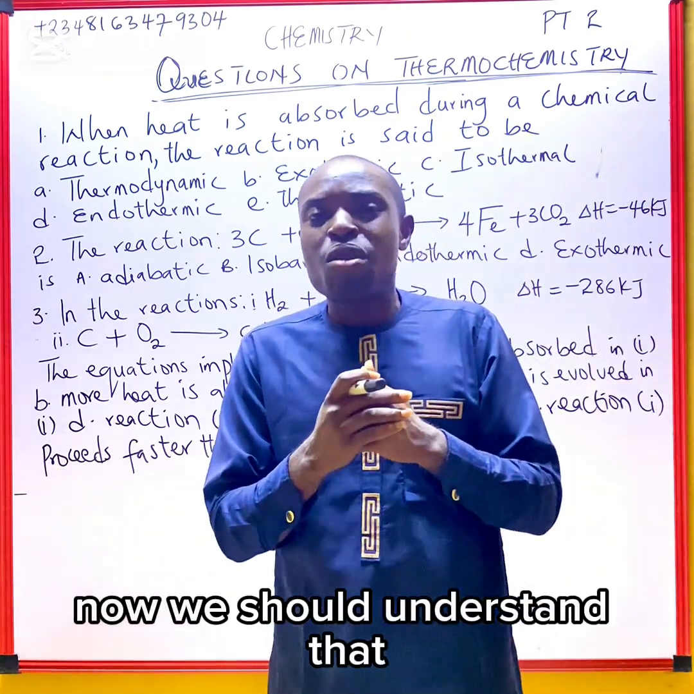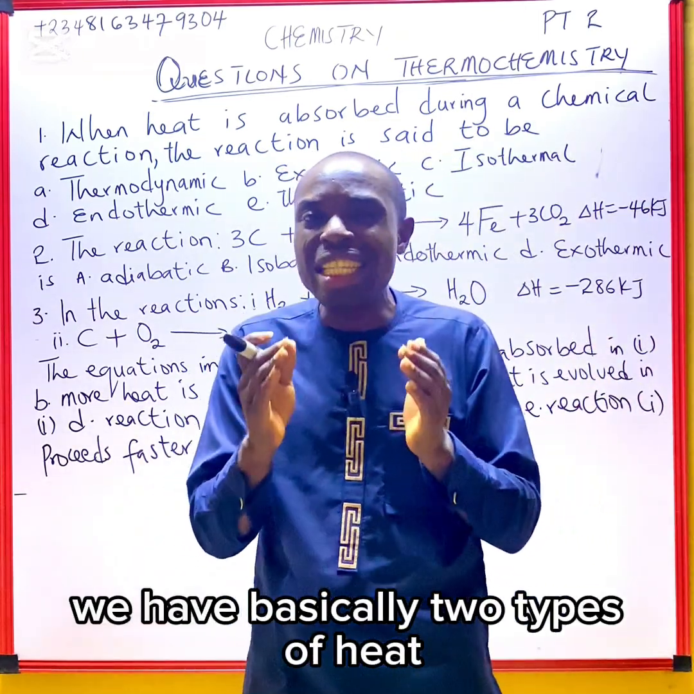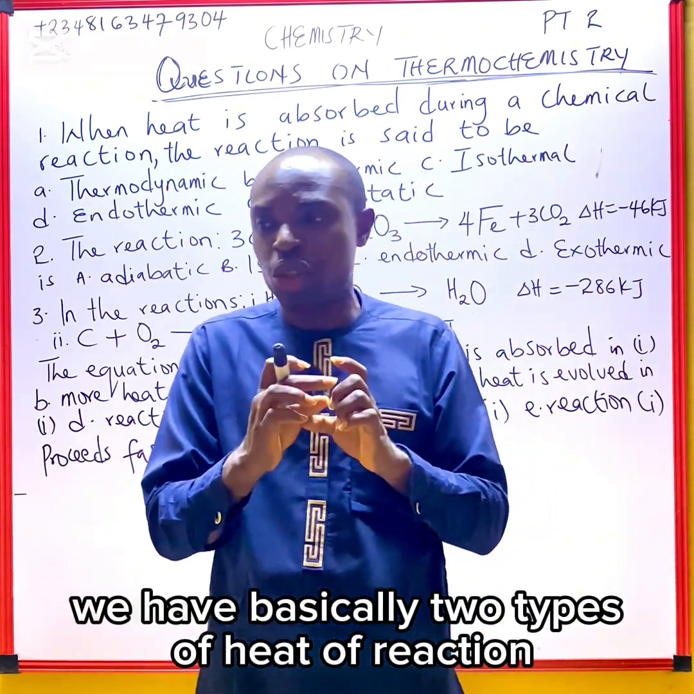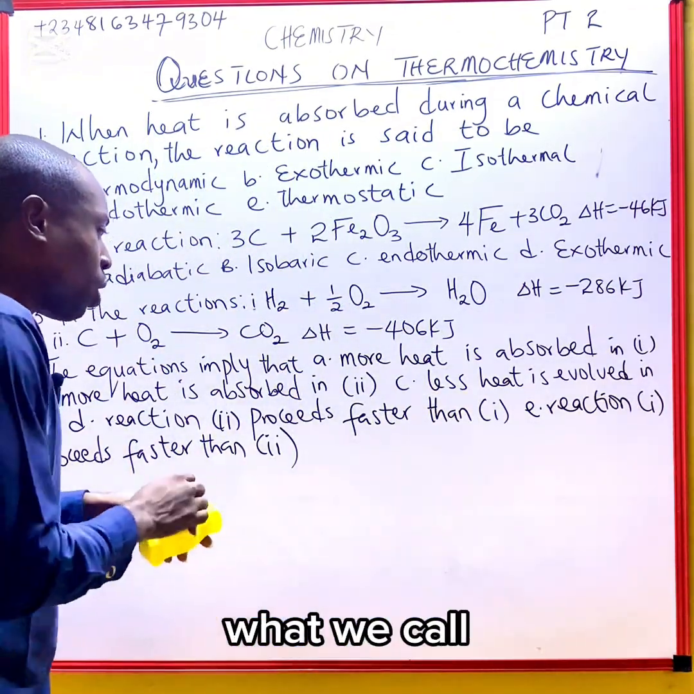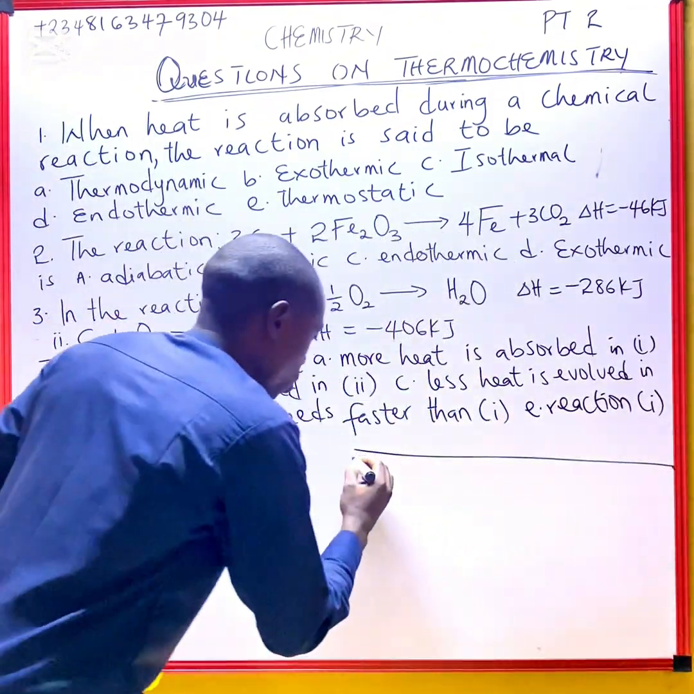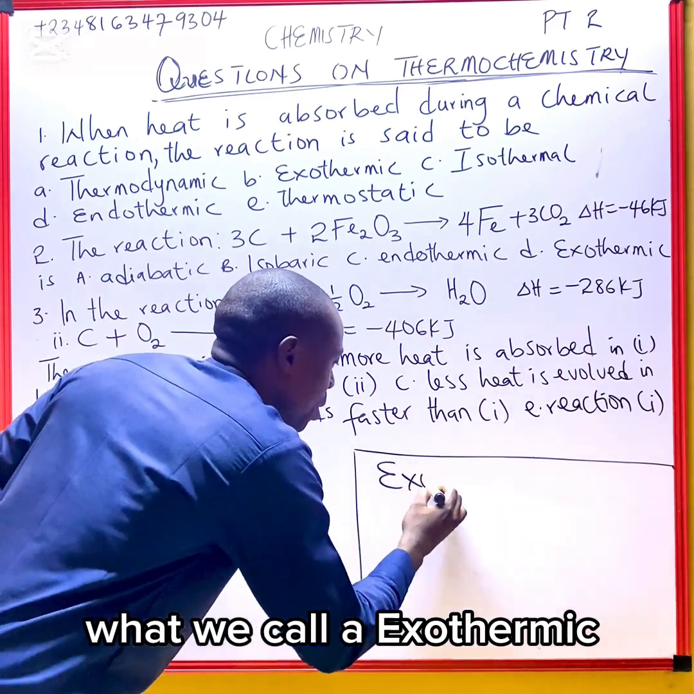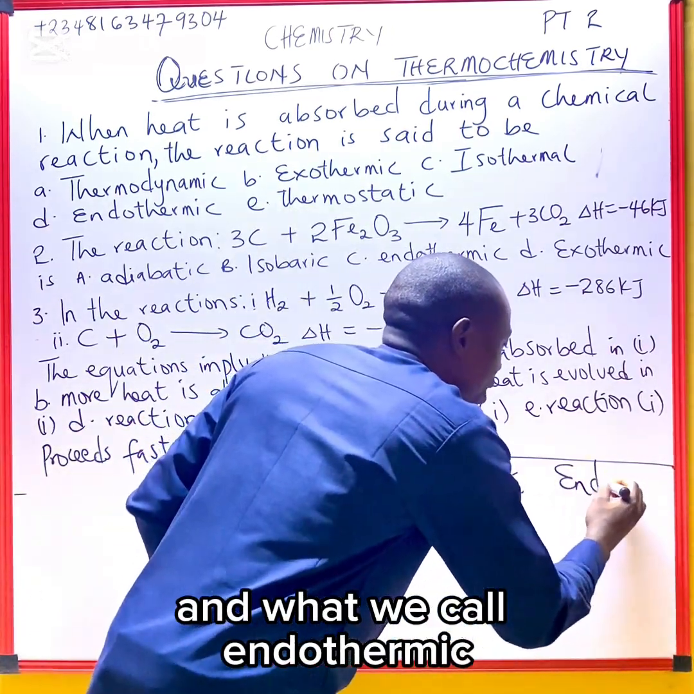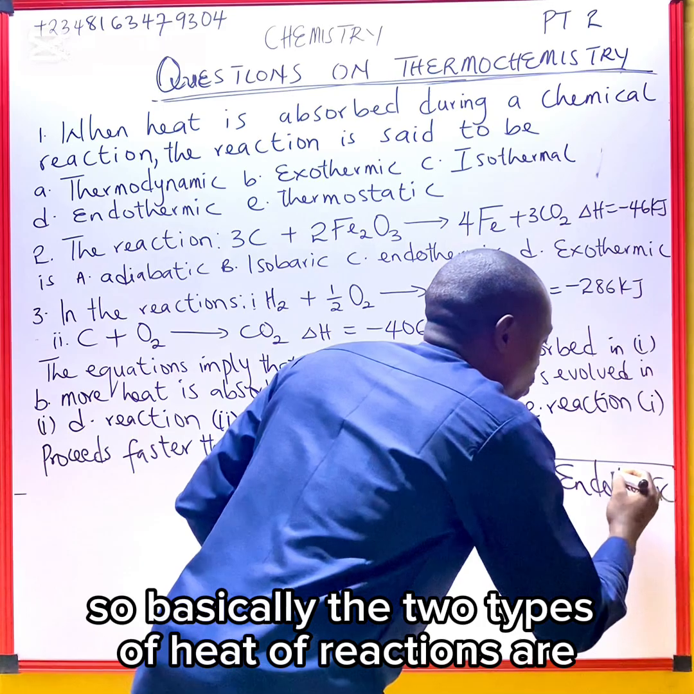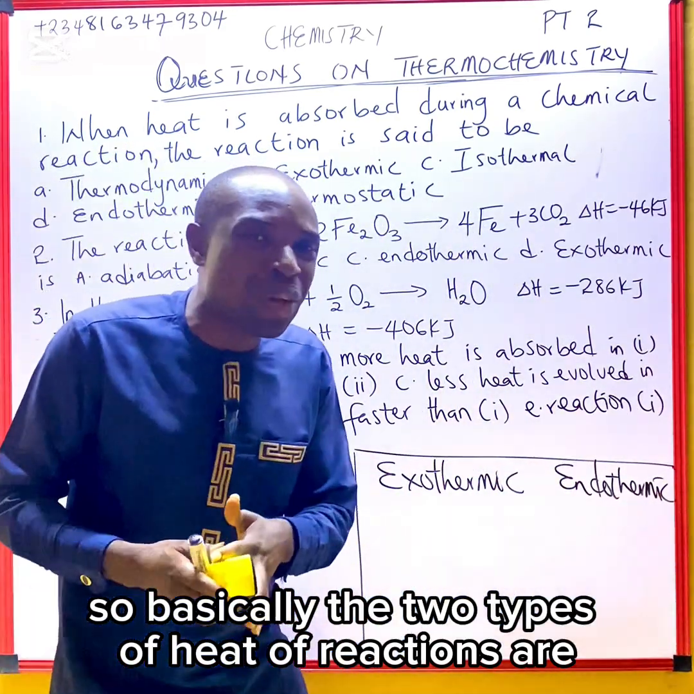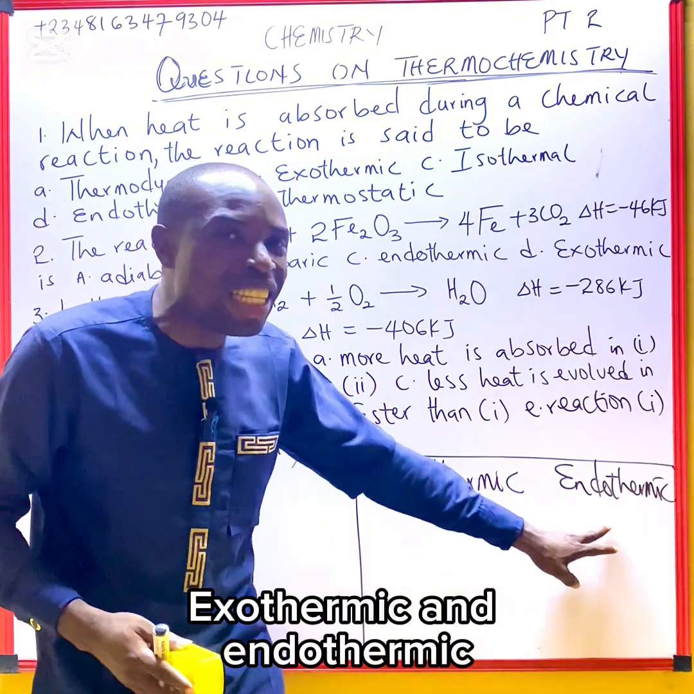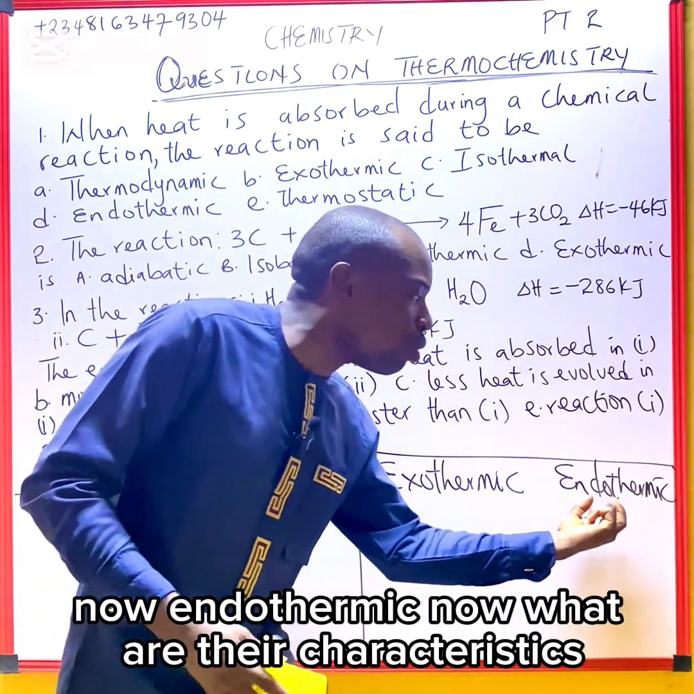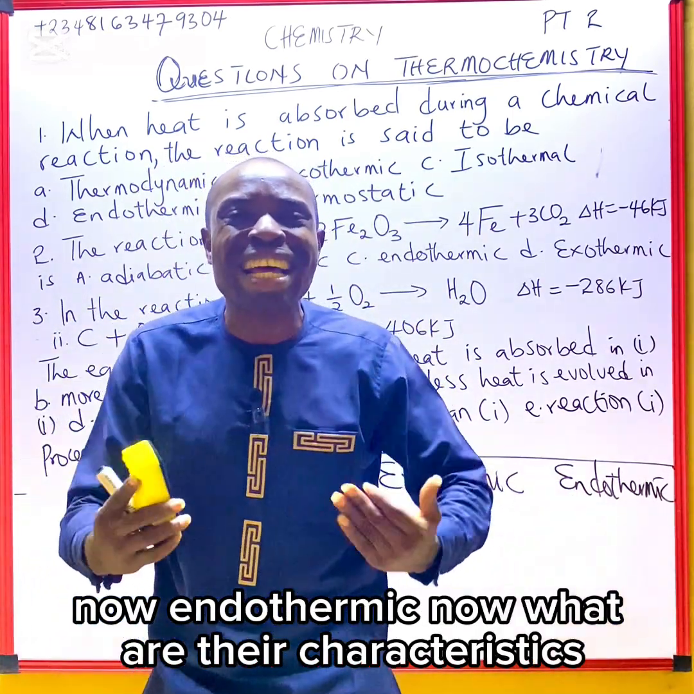We should understand that we have basically two types of heat of reaction. We have the first one, what we call exothermic, and what we call endothermic. So basically, the two types of heat of reactions are exothermic and endothermic. Now, the opposite of exothermic is what? Endothermic.